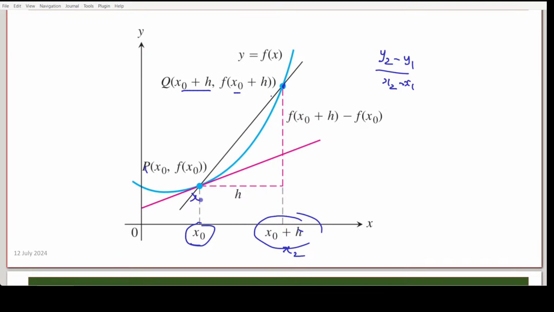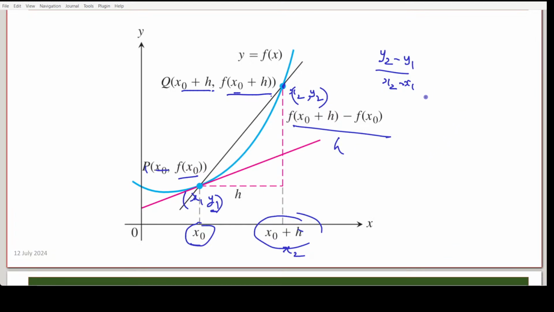If we call this x1, y1, what is x1, y1? x1 is x0, and y1 is f of x0. If we call the other x2, y2, x2 is x0 plus h and y2 is f of x0 plus h. Now what will become of y2 minus y1? It is f of x0 plus h minus f of x0. And x2 minus x1 is x0 plus h minus x0, which is nothing but h.